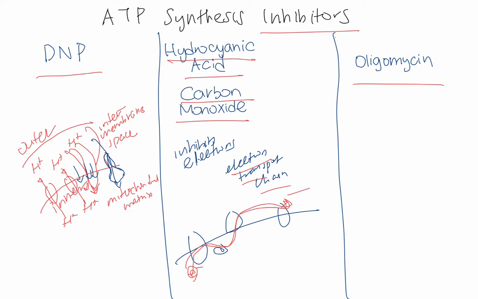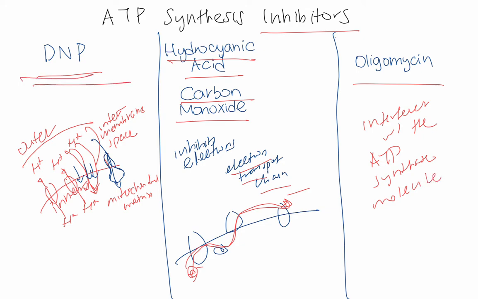Finally, oligomycin, on the right, interferes directly with the ATP synthase molecule itself. So if DNP made it so that the hydrogen ions didn't reach the ATP synthase and just came back into the mitochondrial matrix by slipping through the phospholipid bilayer, oligomycin interferes with the ATP synthase molecule itself.